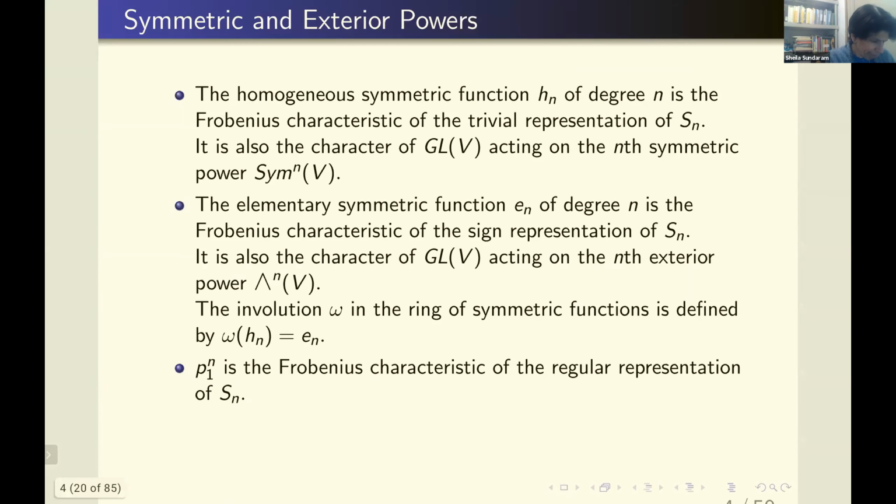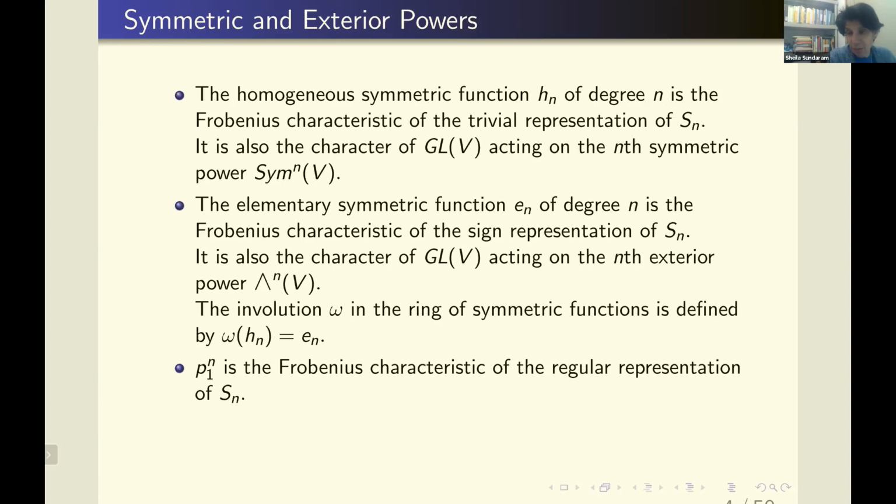So this involution in the ring of symmetric functions, for the symmetric group, corresponds to tensoring with the sign representation. And for GLN, it doesn't really have any nice description like that, other than transposing the shape, right? And then finally, P1 to the N, which is, by the way, the same thing as H1 to the N, or E1 to the N.